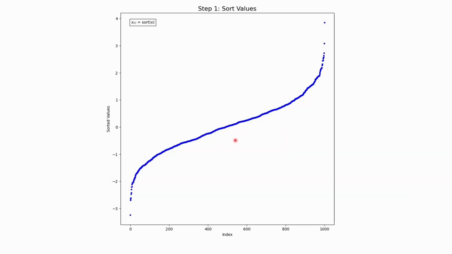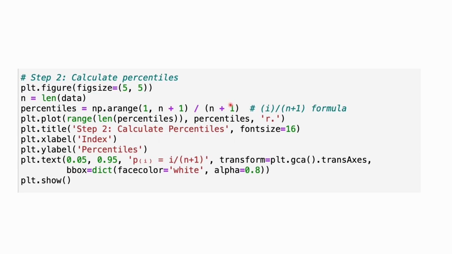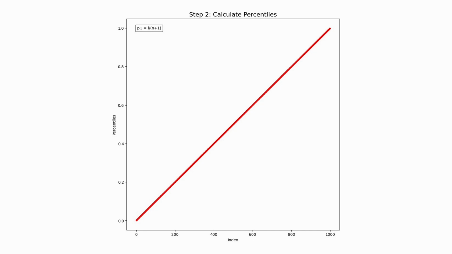The sorted data is shown here. Step 2 is to calculate the percentiles of the sorted data. The percentile is the percentage of the data that is below the value. Suppose that we have n data points. For the smallest value, the percentile is 1 over n plus 1, and for the largest value, the percentile is n over n plus 1. The percentiles are shown here.